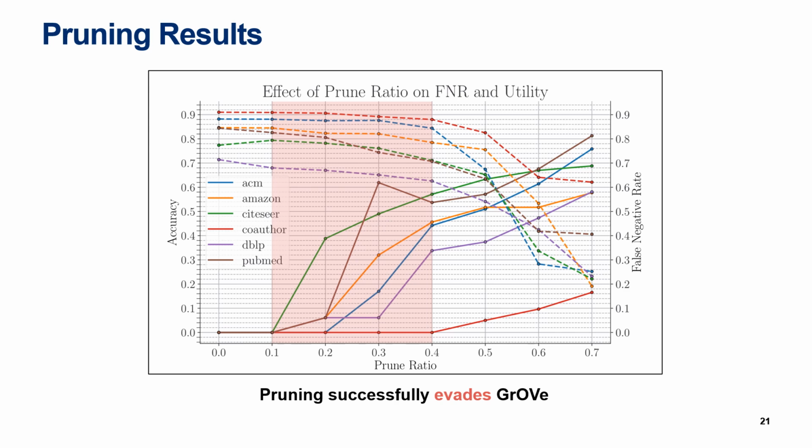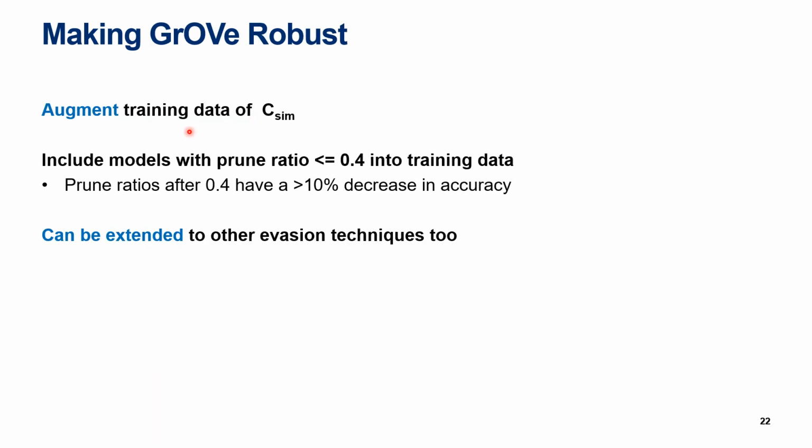Now, how do we deal with this? In order to make GroVE more robust, we augment the training data of the similarity classifier. Simply put, we include the outputs of the models with a prune ratio less than or equal to 0.4 into the training data of the similarity classifier. And this is because prune ratios after 0.4 have a greater than 10% decrease in accuracy. And this technique of data augmentation can be extended to other evasion techniques as well, which might come up in the future.